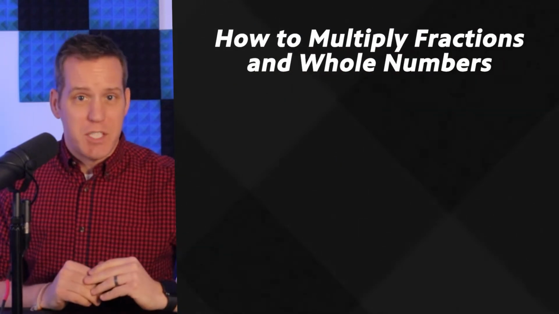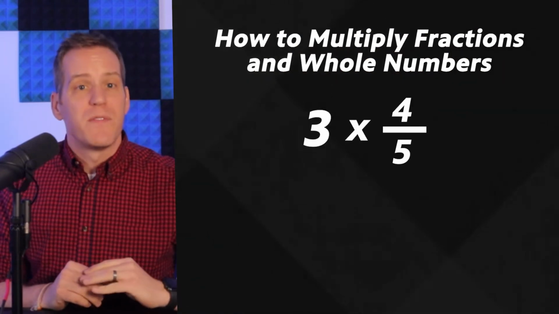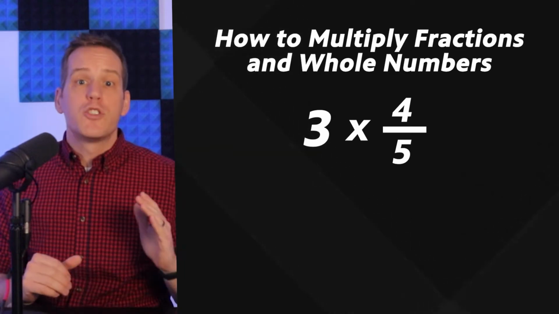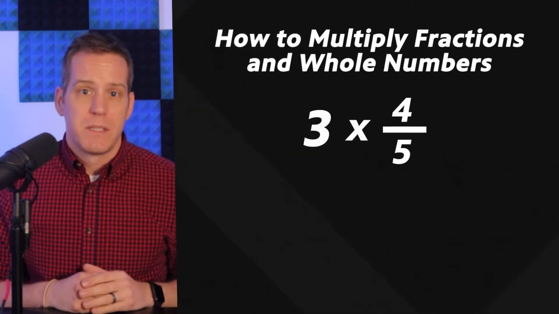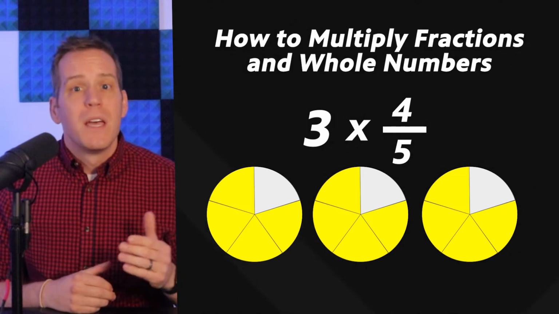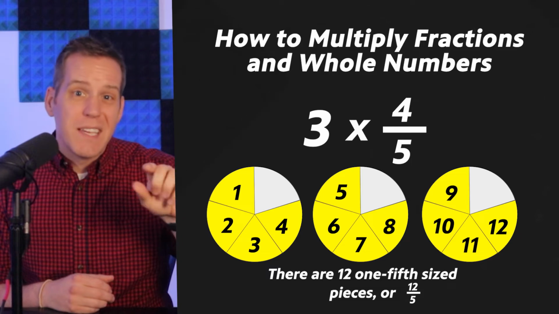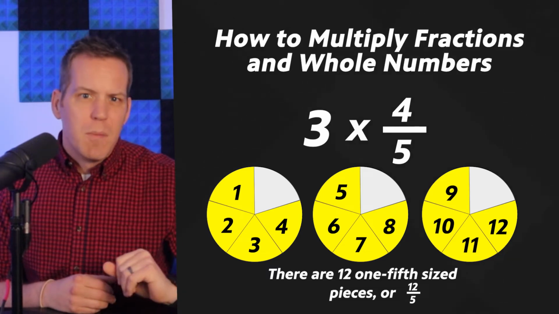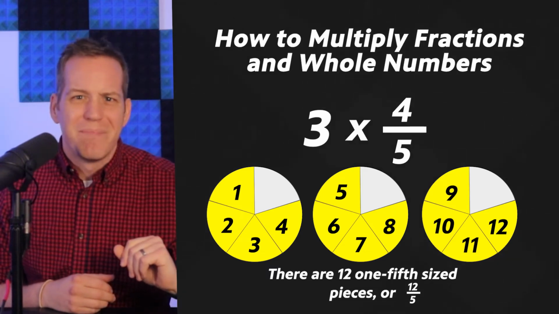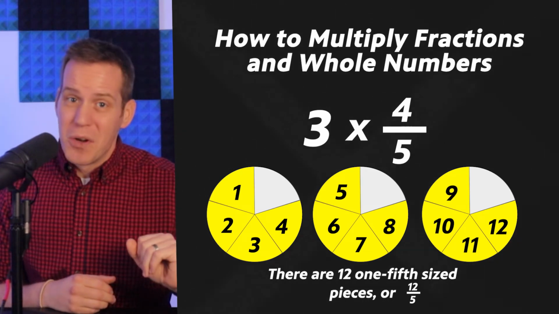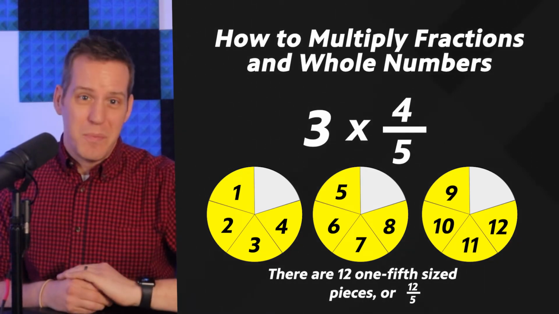Let's start by looking at this problem, 3 times 4/5. If you were to draw this out, it looks something like this. 4/5, 3 different times. Of course, I could just count out the 1/5 sized pieces here and have an answer, but who wants to draw these out every single time? We need a faster and easier way to do this, don't we? So don't worry, I got you.